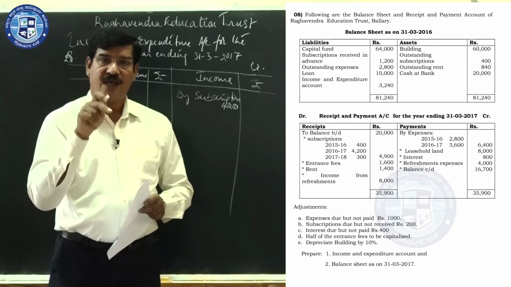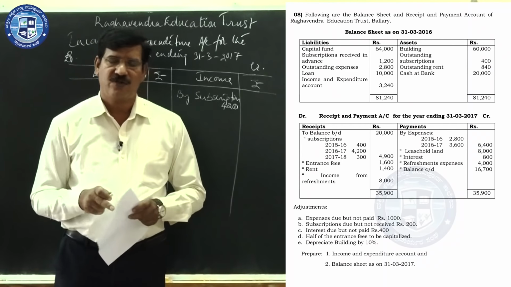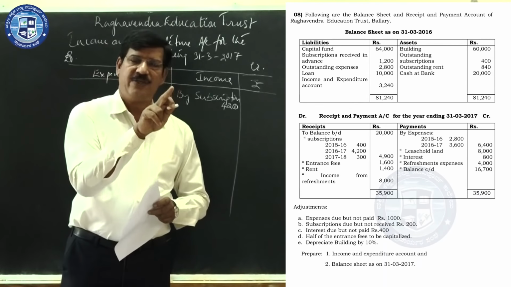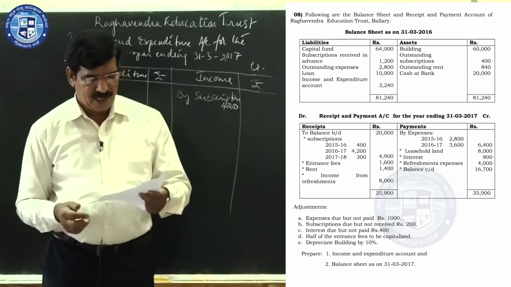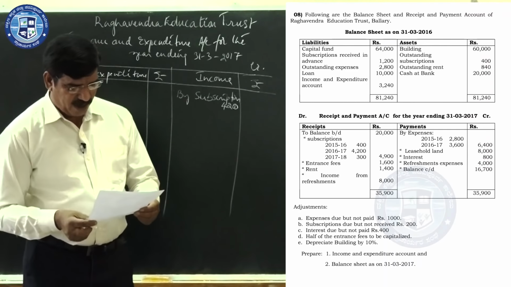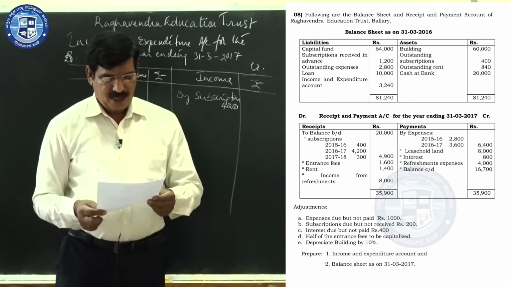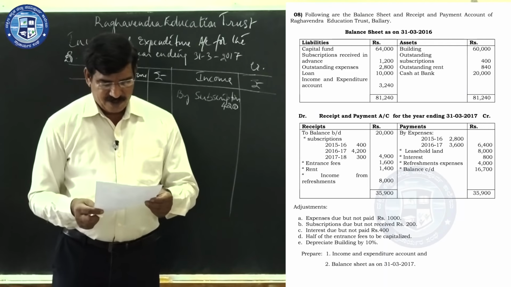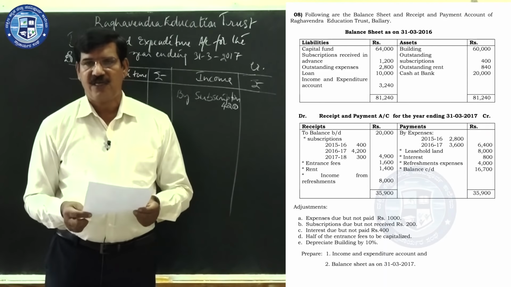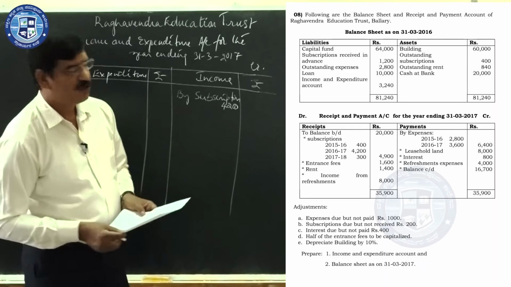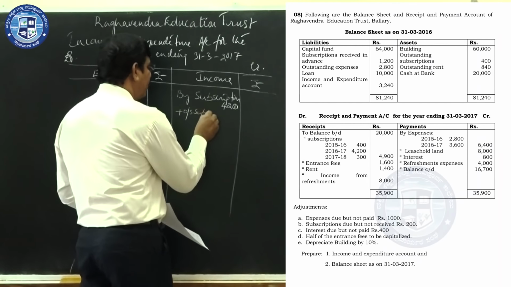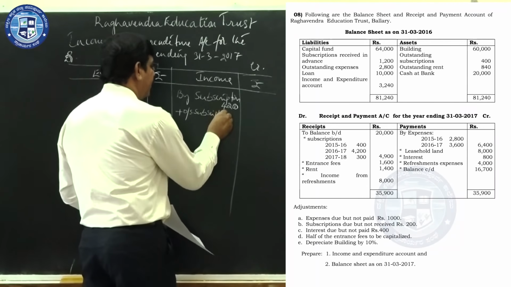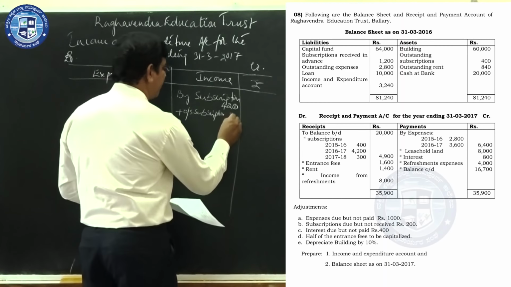That's why we have to consider those items also. So from the opening balance sheet you have to take the advance, and from the adjustment you have to take the outstanding. So in this problem, outstanding is given in adjustment number B, subscriptions due but not received 200. So outstanding subscription of last year, current year 200.